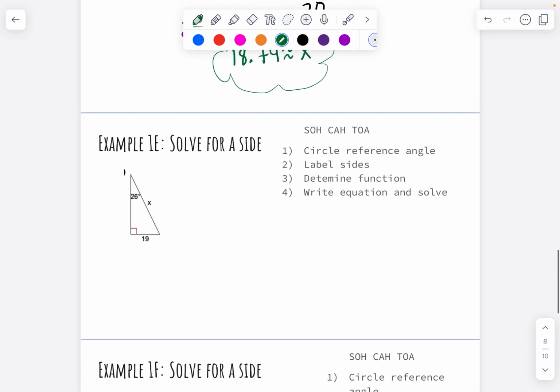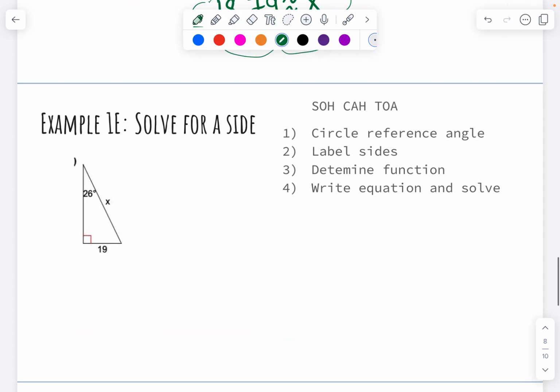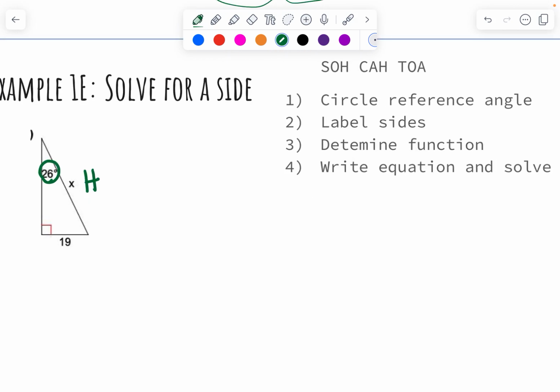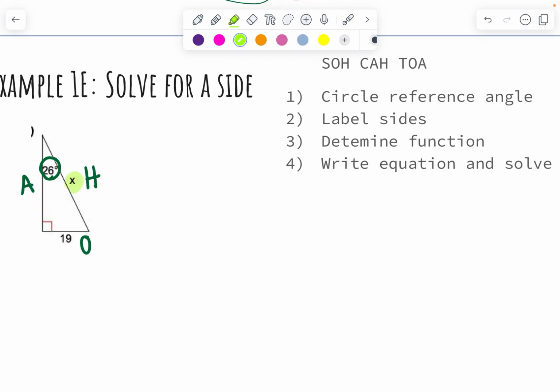So get another one here. My reference angle is this 26. I know X is my hypotenuse, 19 is my opposite, and this blank side is my adjacent. I'm looking for the hypotenuse. I'm given the opposite, which means I'm using sine.